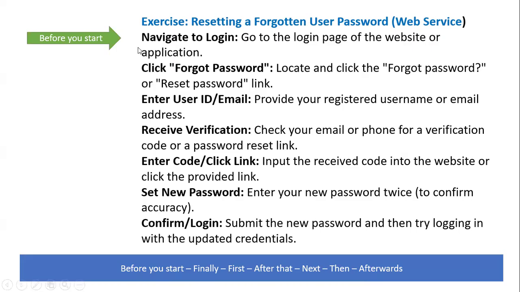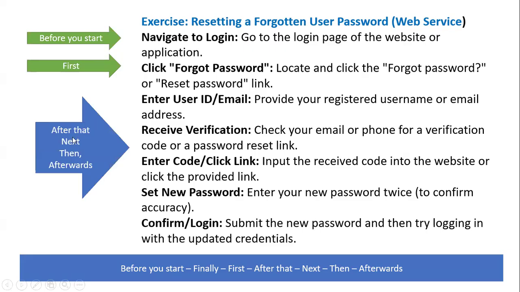So before you start, navigate to login. Okay, now I need one as to start because this is before you start. So I'm going to use first. Okay. And once I've been given the first step, these are middle steps, right? But they come in this order. To keep the flow, I could use many, right? I can use after that, enter user ID and email. Next, receive verification. Then enter code, click link.